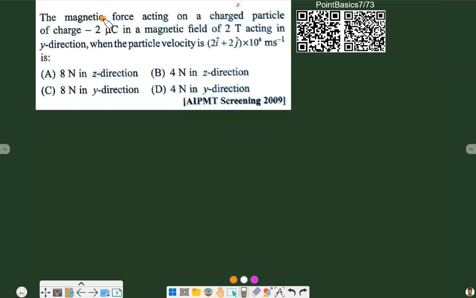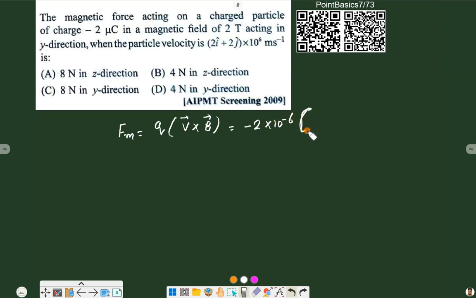So here, the magnetic force acting on a charged particle, a negative charge of this value, in a magnetic field of 2 Tesla where particle velocity is mentioned. We have to find out the magnetic force on the charged particle. We know that the magnetic force on a moving charged particle is given by Q into V cross B. Here Q is the charge, so substituting, charge is 2 into 10 raised to the power minus 6.